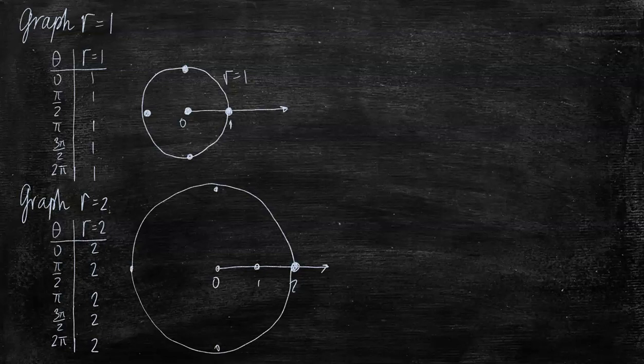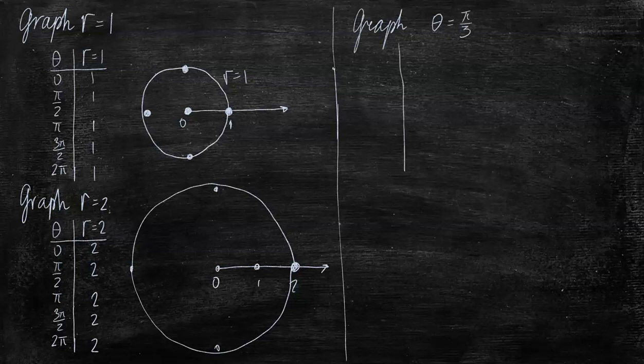Alright, that was easy. Now let's talk about graphing lines, like graphs of the following equations. So let's try theta equals pi over 3. This time it doesn't matter what r is, theta will be pi over 3. So r could be 1, theta is pi over 3, r could be 2, theta is pi over 3, r could be 3, theta is still pi over 3, r could be negative 1, theta is still pi over 3.